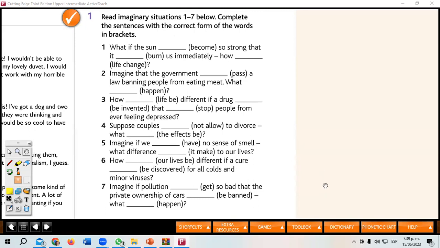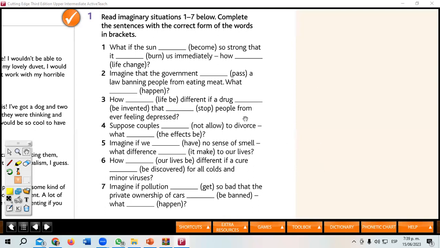Go ahead, Sylvia. How would our life be different if a cure was discovered for all colds and minor viruses? Yes. How would our lives be different if a cure was discovered for all colds and minor viruses? Okay, and the last one, number 7.